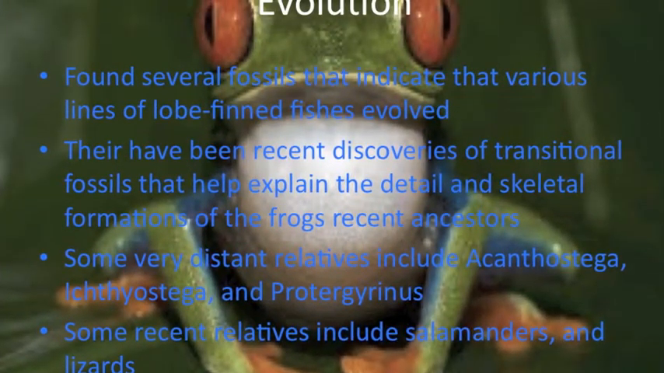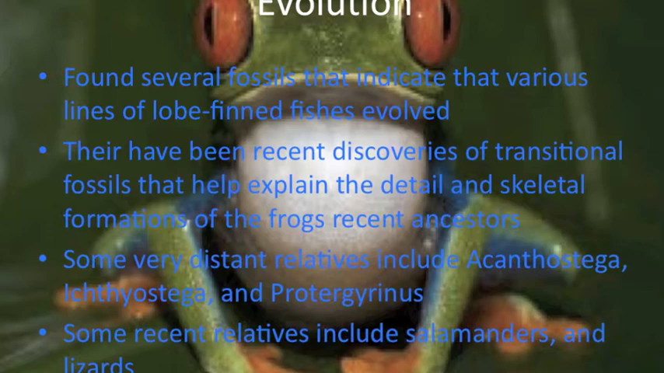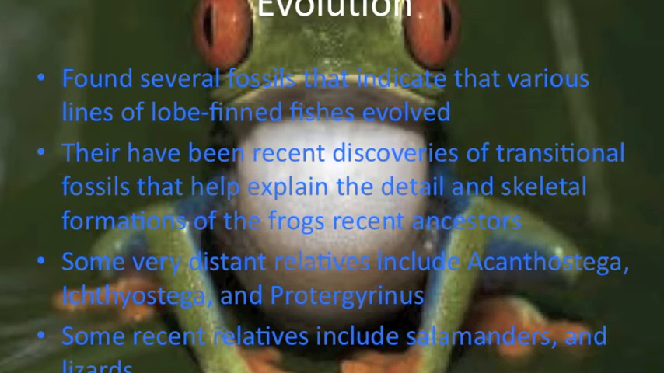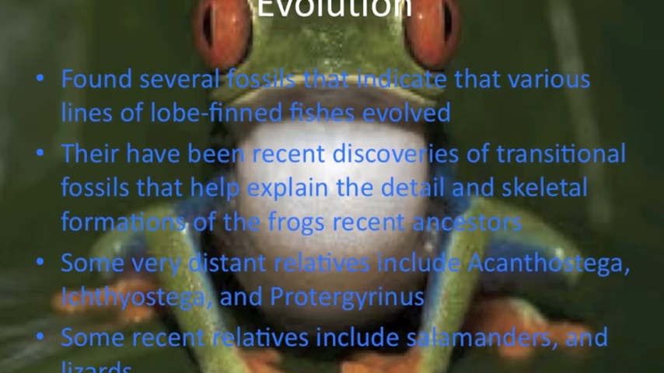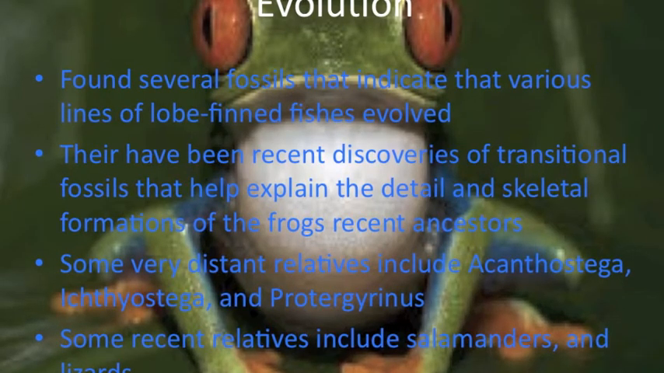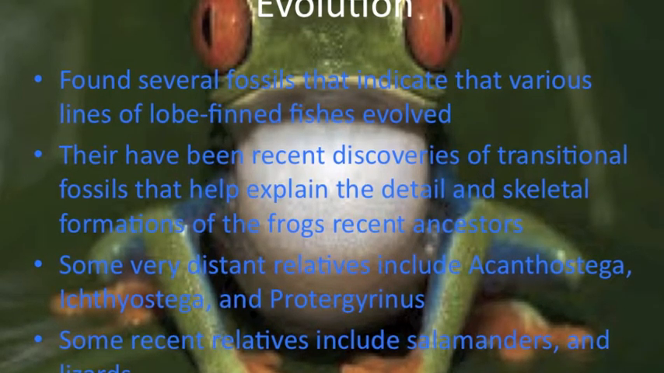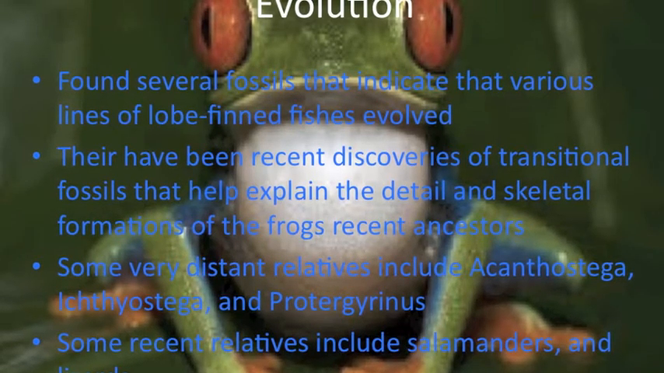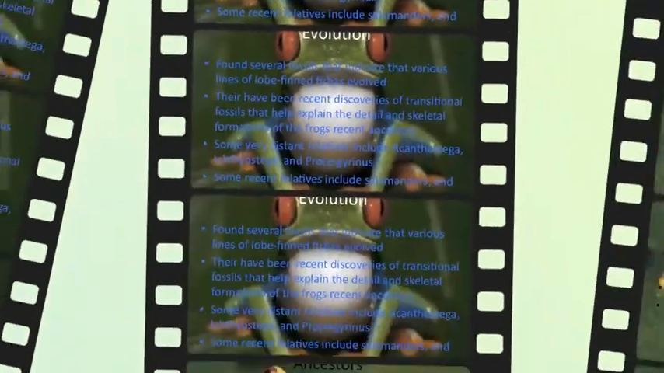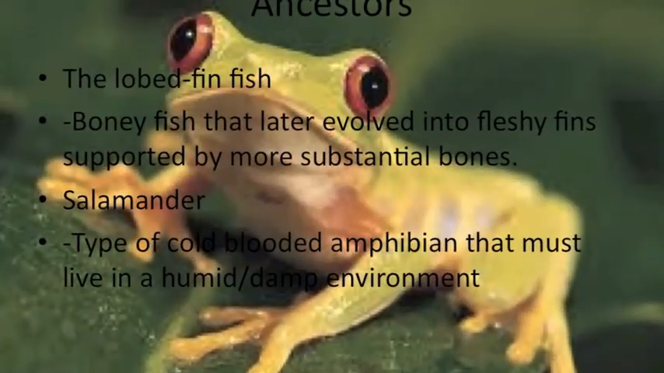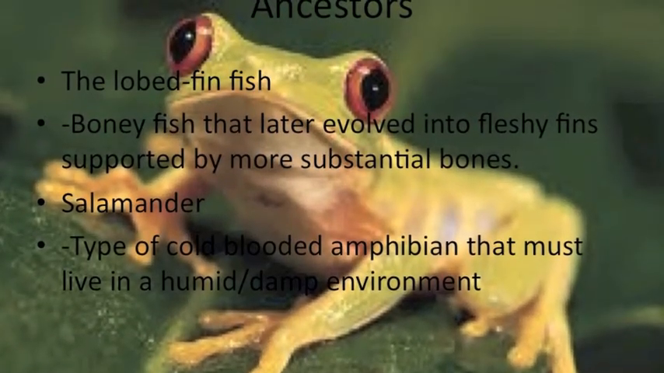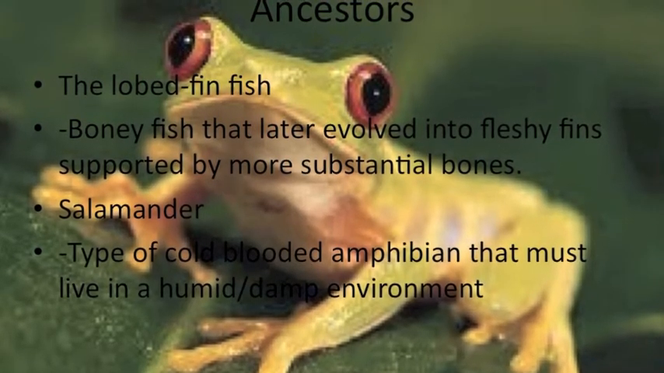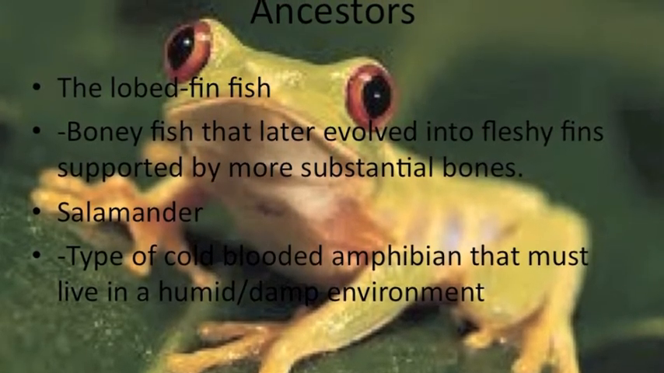Evolution. Scientists found several fossils that indicate the various lines of lobe-finned fish once evolved into the frog. There have been recent discoveries of transitional fossils that help explain the detail and skeletal formations of the frog's recent ancestors. Ancestors. The lobe-finned fish. Bony fish that later evolved into fleshy fins supported by more substantial bones.